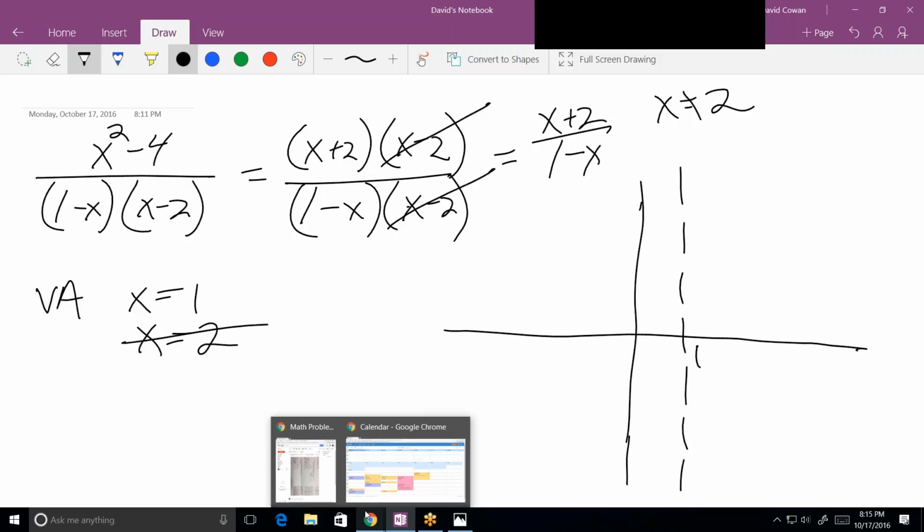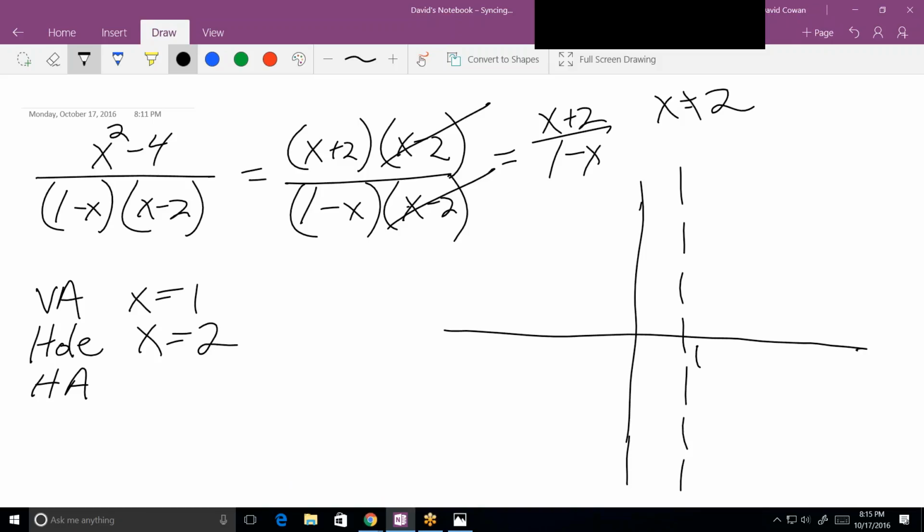Now, let's talk about horizontal asymptote. Where is my horizontal asymptote? So this one's a hole instead of a vertical asymptote. Let me uncross that out. We have a hole at x equal 2, which means x cannot be equal to 2 or 1. But horizontal asymptote, how do you figure horizontal asymptotes? I'm a little unsure. I wasn't here that day.